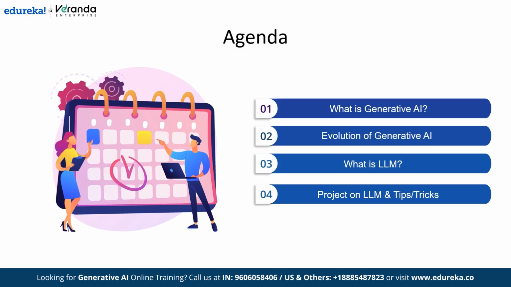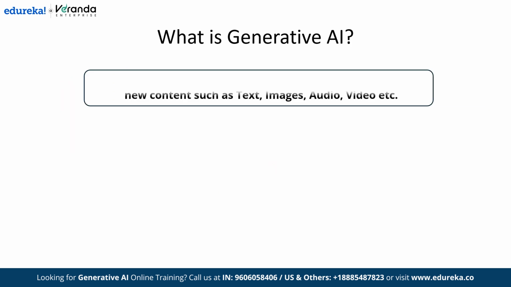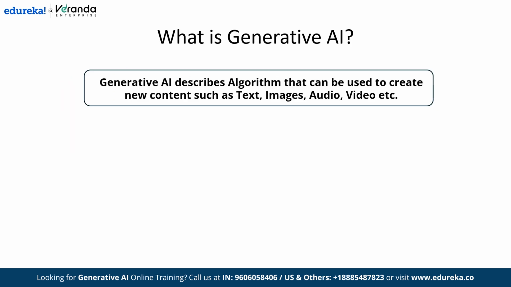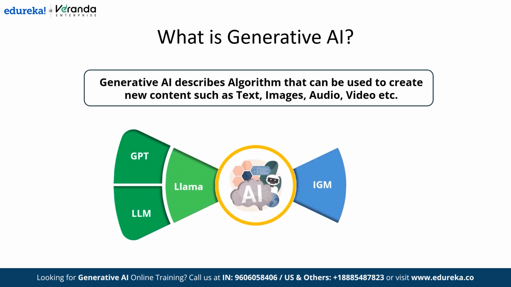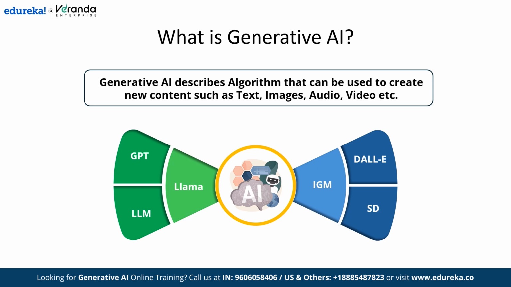Now, let's answer the fundamental question, that is, what exactly is Generative AI? Generative AI refers to algorithms capable of creating new content, whether text, images, audio or even videos. It's like having a creative AI assistant that can take a simple input and produce engaging outputs. For example, GPT and Llama can write essays or code, while image generation models like DALL-E and Stable Diffusion can visualize unique scenes from descriptions.